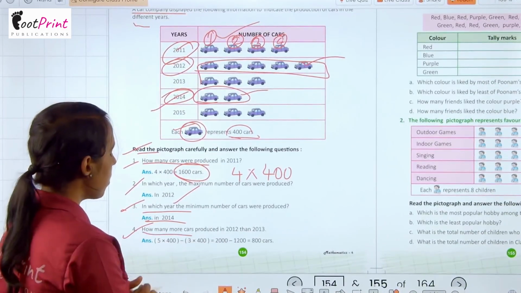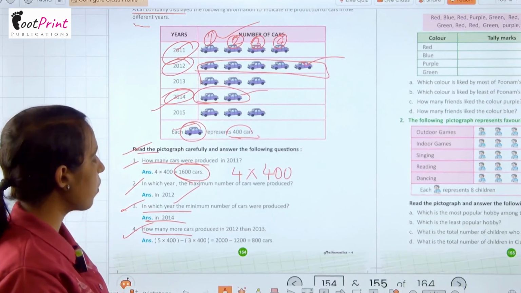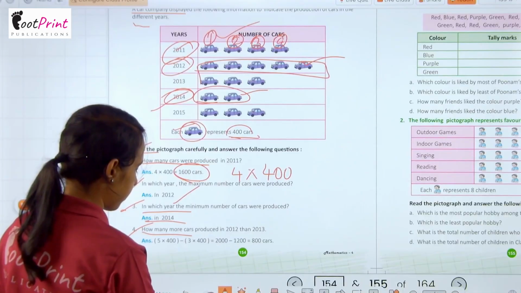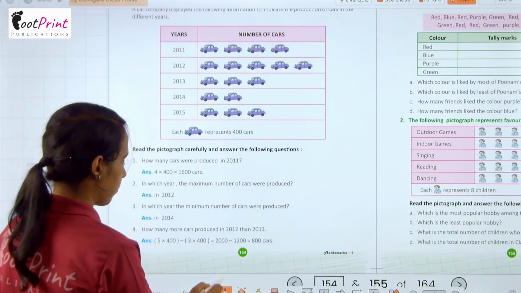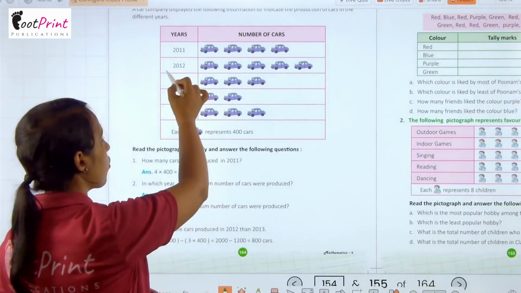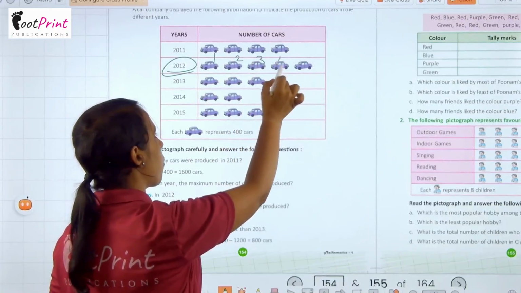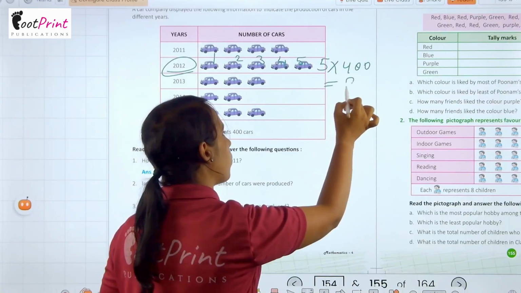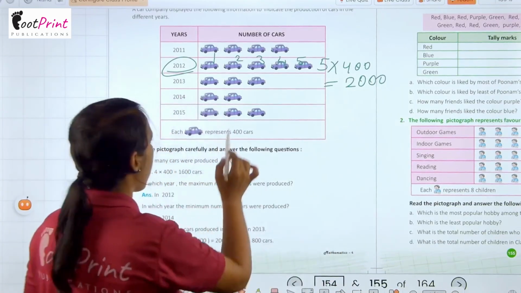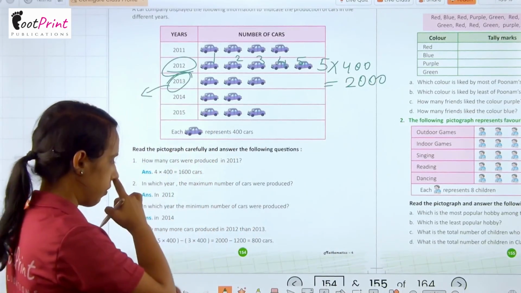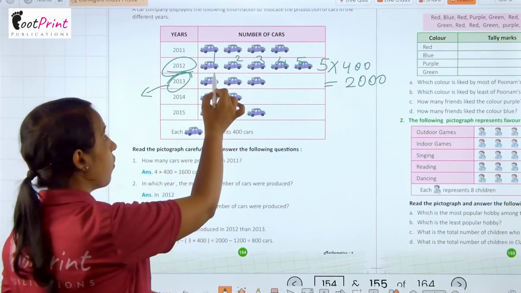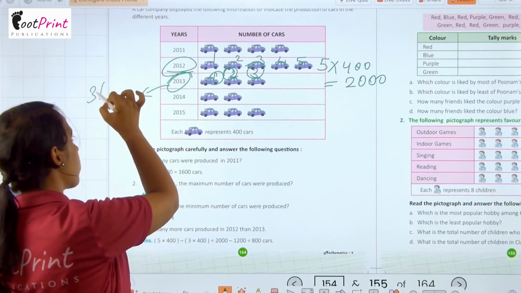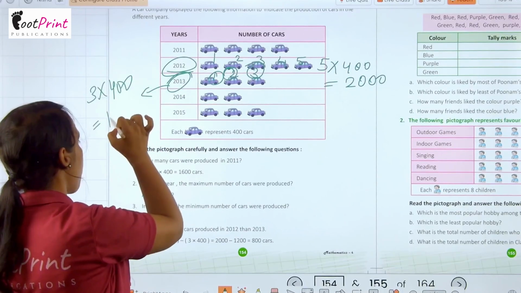Next, how many more cars were produced in 2012 than in 2013? In 2012 we have 1, 2, 3, 4 and 5 symbols. That is 5 into 400 equals 2000. And in 2013 we have 1, 2, 3, so it will be 3 into 400, which is 1200.